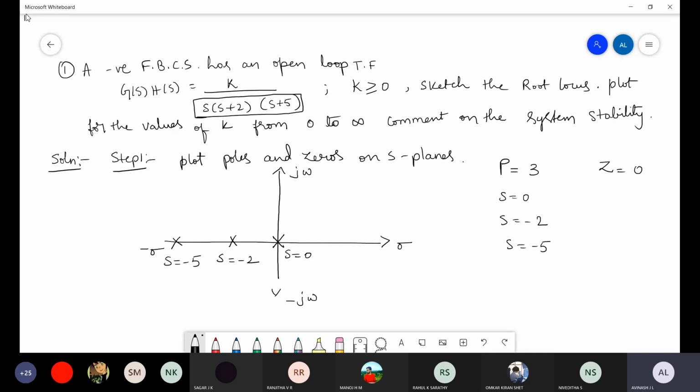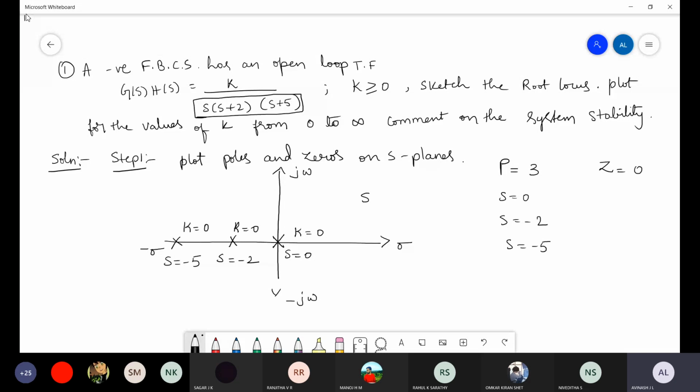After marking this, we know that at a pole, the K value will be equal to 0. At each pole, the K value is 0. So that particular K value we also need to write down. Clear? So this is the first step.